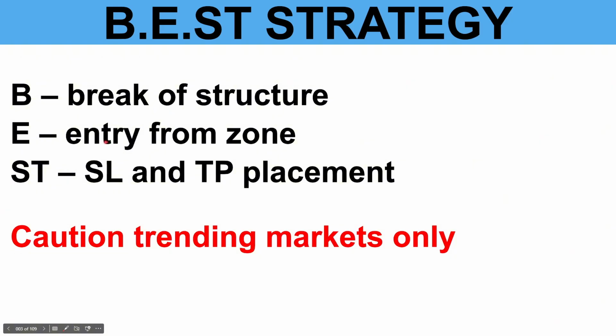But yeah, the second part is entry from a zone. This would be a supply zone, demand zone, fair value gap, whatever kind of zone you're used to trading. And the third step would be ST, which is SL and TP placement. This is going to be one of the most important things to understand with this particular strategy, because this can be the make or break of your trade. You can get stopped out and the trade idea could still pan out, and you could get so close to TP then price can reverse. So I'm going to be teaching you how to do these 3 things in the best way possible.